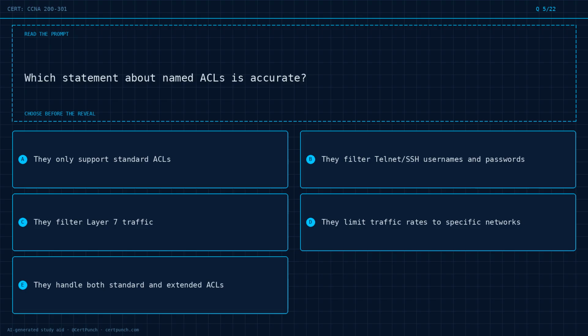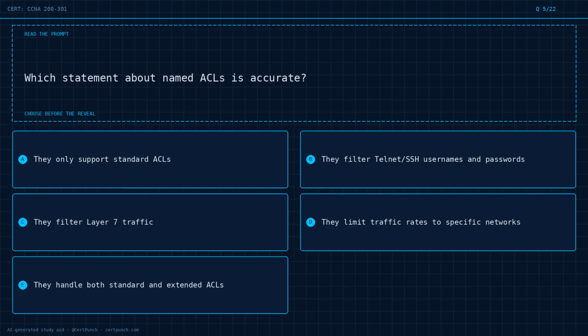Question 5 of 22. Which statement about named ACLs is accurate? Option A, they only support standard ACLs. Option B, they filter telnet/SSH usernames and passwords. Option C, they filter layer 7 traffic. Option D, they limit traffic rates to specific networks. Option E, they handle both standard and extended ACLs.